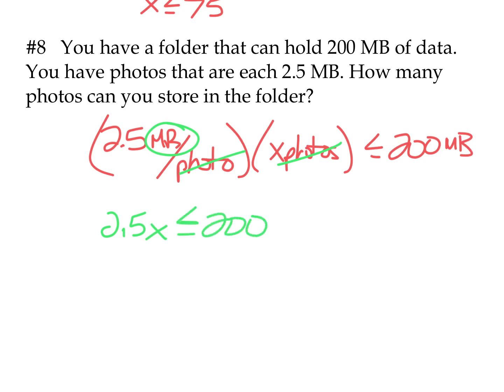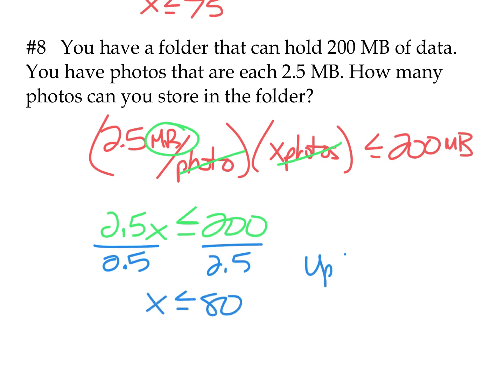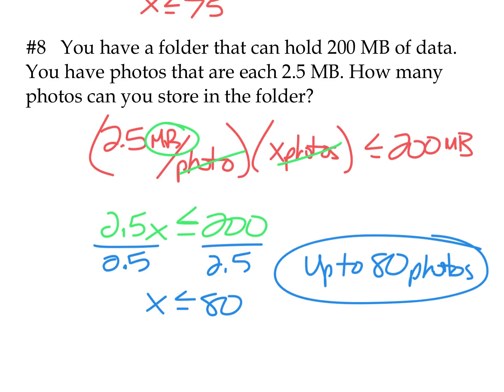So then we could divide on both sides by 2.5 because we're trying to isolate the variable. We're not dividing by negatives or anything, so we don't have to worry about switching any inequalities. We divide by 2.5 on both sides. We have x is less than or equal to 80. So we can hold up to 80 photos that are that size. All right? We could have 70 in there. It's not saying we have to fill the folder, just like before we didn't have to spend the $6,000.